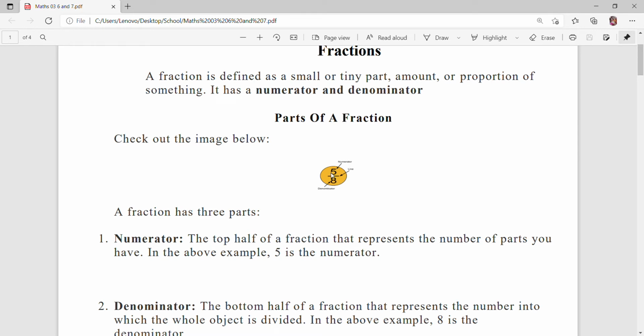Between the numerator and denominator, one line is drawn, that is known as the line. We call it 5 by 8. A fraction has 3 parts. I already said: numerator, denominator and a line. Let us see what is meant by numerator.